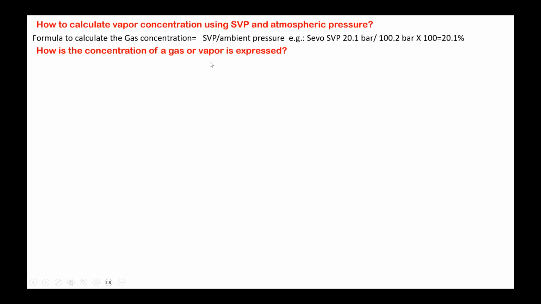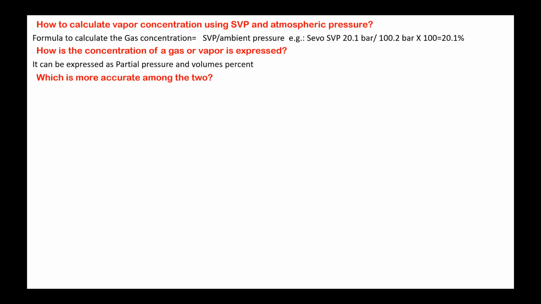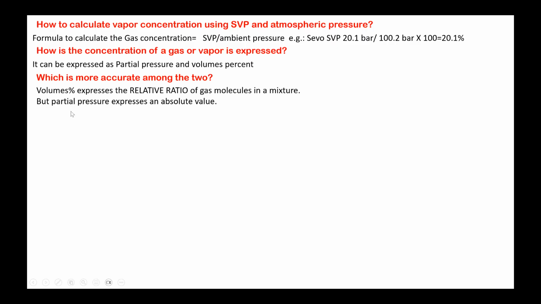So how is the concentration of gas expressed? It is expressed as the partial pressure or as volumes percent. What we deliver in our machines is all concentrated as volumes percent, but partial pressure is the correct way of doing it. Volumes percent expresses the relative ratio of the gas molecule in the mixture, whereas partial pressure expresses the absolute value.